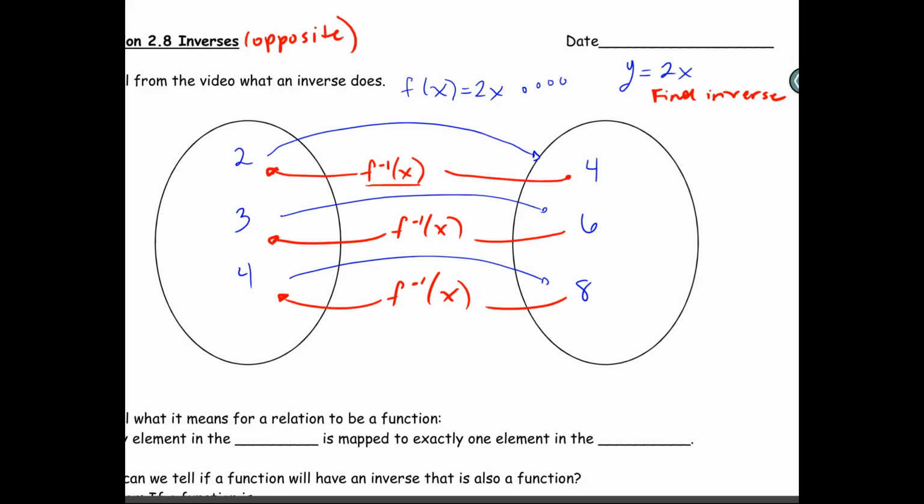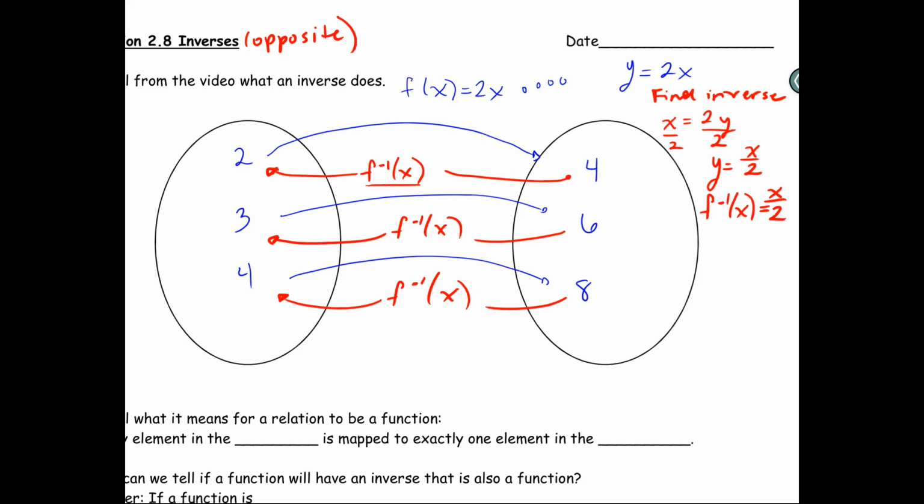Another way to do it is if you wanted to, you could just switch y with the x and switch x with the y and then solve for y. So this is kind of a precursor step. What undoes multiplication? Division, we would divide by 2. And we would have y is equal to x divided by 2. And instead of calling it y, this is the inverse function. So we'd say the inverse function is equal to x divided by 2.